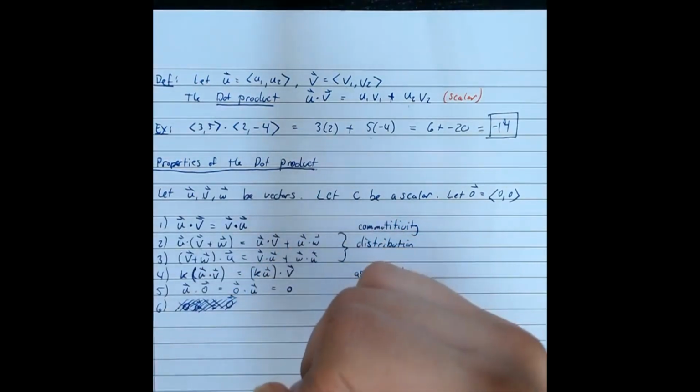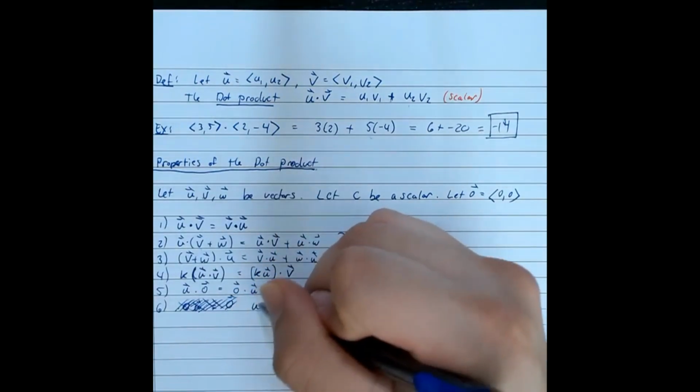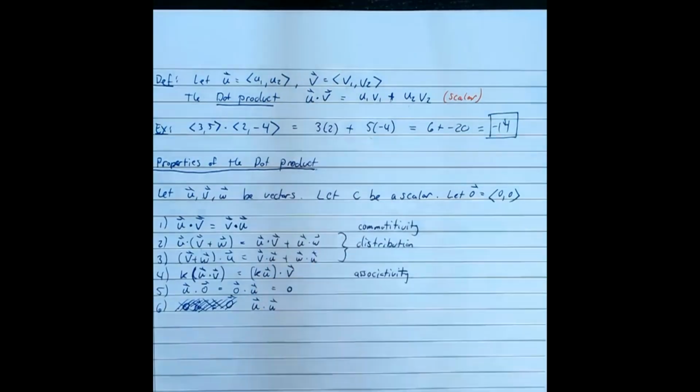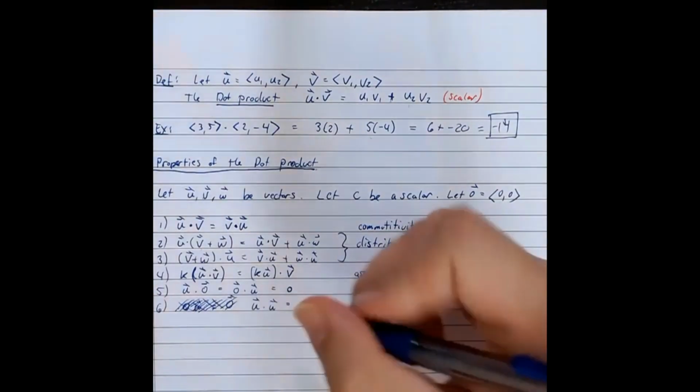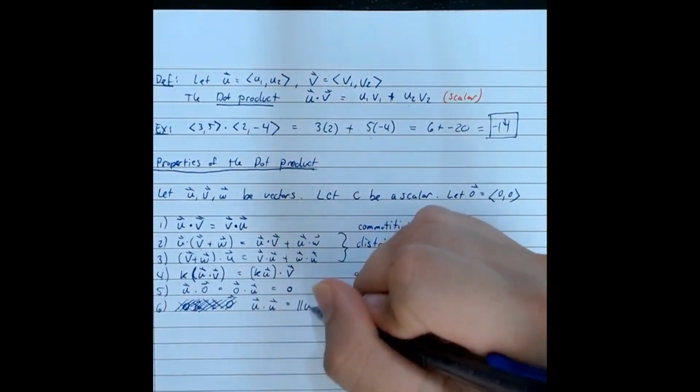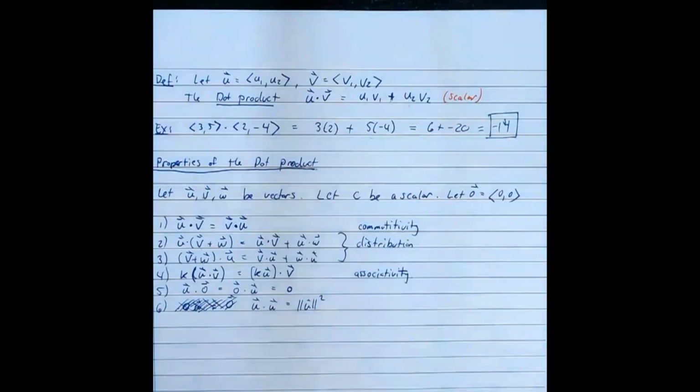The last property we're going to have for the dot product is going to be u dot u. If you take a vector and dot it with itself, you're going to get, and this one's a little unexpected, the magnitude of the vector squared. That one's a little unexpected.